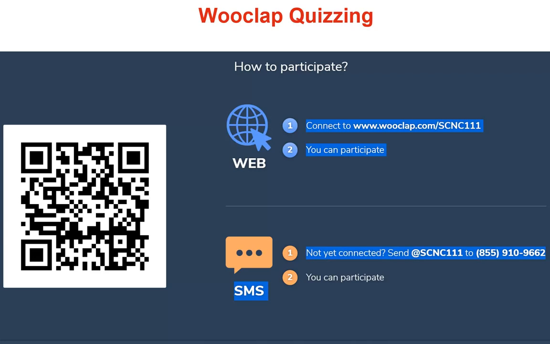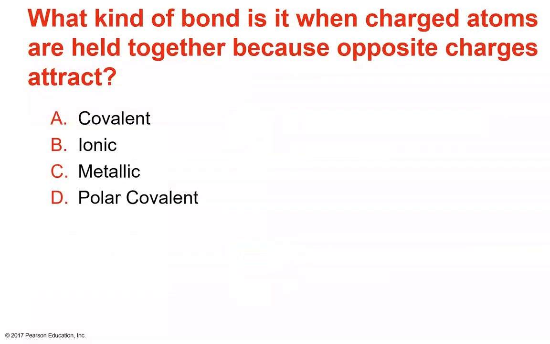Okay, I'm going to go to the first question here. The first question is, what kind of bond is it when charged atoms are held together because opposite charges attract? I am going to stop this and reset it and start again, so you'll have to answer again. Because it has everybody's answers from last time, which of course were different questions with different correct answers. Okay, so go ahead and answer now.